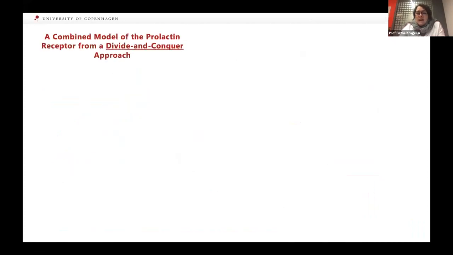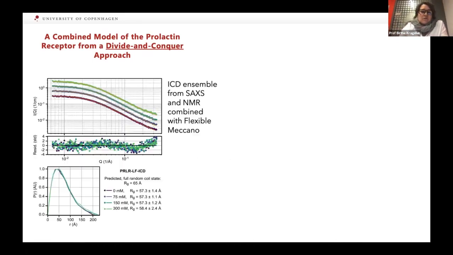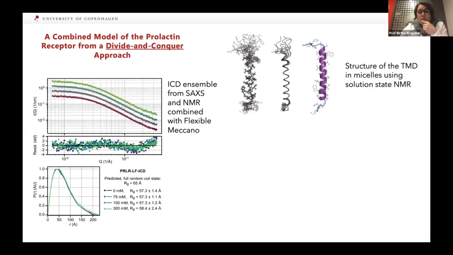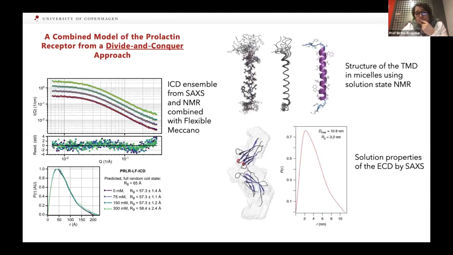Now, having characterized the intracellular domain, of course, this is not the structure of the receptor. So how can we combine what we know about the intracellular domain with what we've solved on the extracellular side? What we did was to characterize the ensemble by SAXS and NMR and combine that with flexible Meccano. We solved the structure of the transmembrane domain in micelles using solution state NMR. And then we looked at the solution properties of the extracellular domain by small angle X-ray scattering.